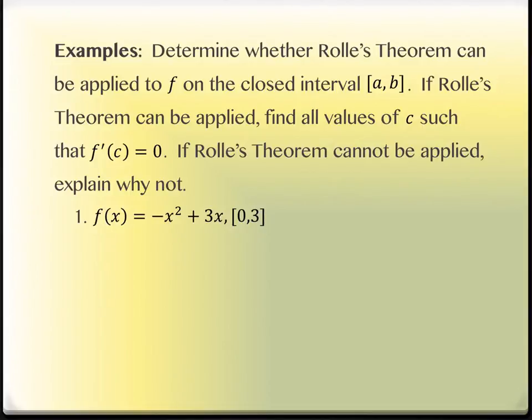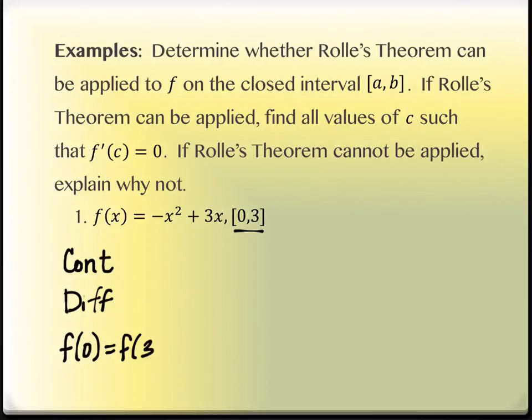So the three conditions are what? Continuous. What's the next one? Differentiable. And the last one? Yes, f(a) equals f(b). And on this one, a and b are 0 and 3. So we're going to test if f(0) equals f(3). Okay, is everybody good with that? These are the three conditions. We've got to check each one of them.